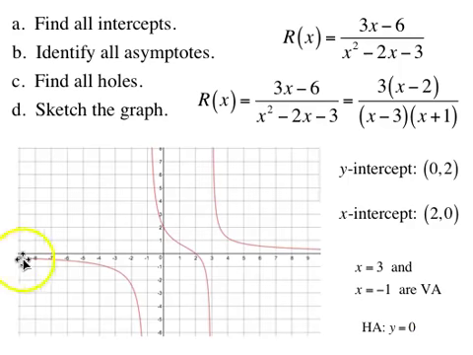And here we go. Y-intercept (0, 2). We see that. X-intercept at (2, 0). Draw on the vertical asymptotes at x equals 3 and x equals negative 1. Horizontal asymptote at y equals 0. Test some numbers near the asymptotes to get an idea of the shape, but that's a pretty good graph given the information we have.